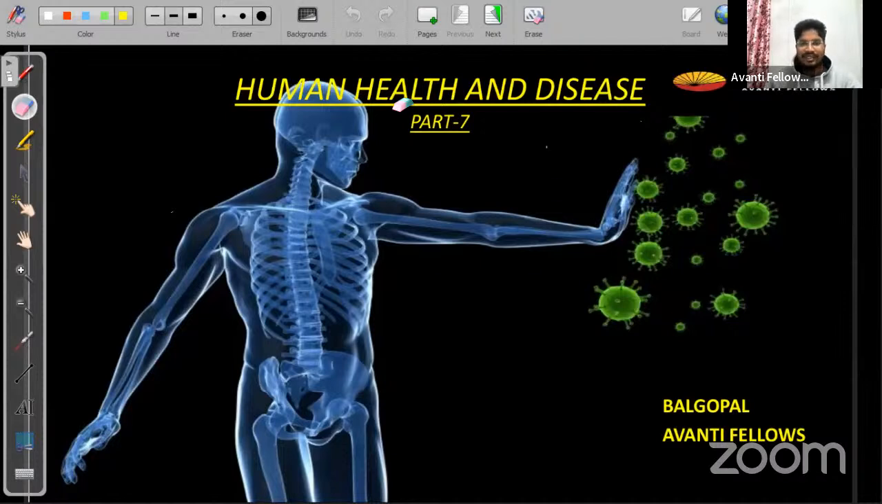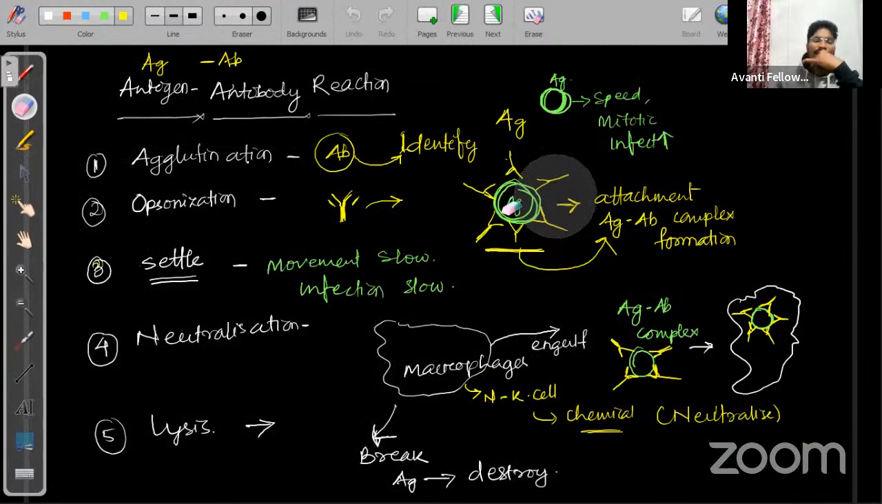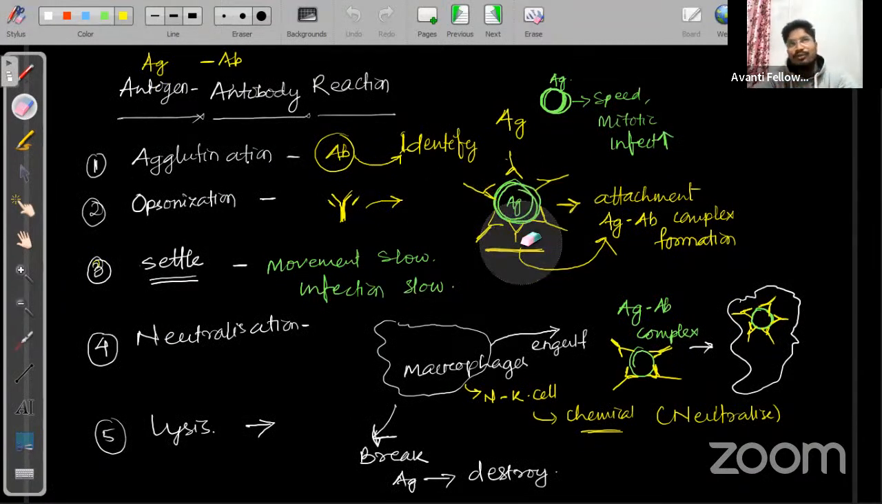Great, guys. In the previous class in human health and disease, we finished the acquired immunity or acquired immune response. In that we talked about the different types of antibody, the structure of the antibody, and how many types of antibodies there are. Now let me move to the next slide. This particular slide presents how the antibody will be reacting with the antigen. We'll come to this slide. Don't worry about this one.